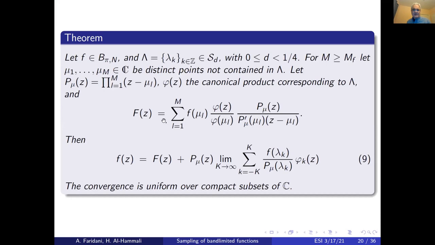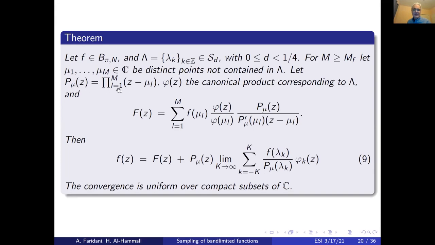So the general non-equidistant version of our sampling theorem for f in B_{\pi}^{\nu}, taking the result from the Paley-Wiener space to functions with polynomial growth and allowing for oversampling by finitely many points, is this. We take a sampling set in our class with d less than a quarter. We take capital M additional samples that should be at least as many as the minimum number defined before. Let mu_1 to mu_M be distinct points not contained in our sampling set lambda.